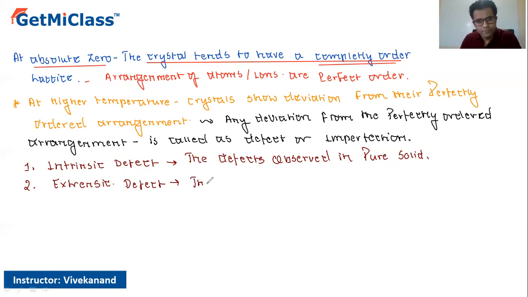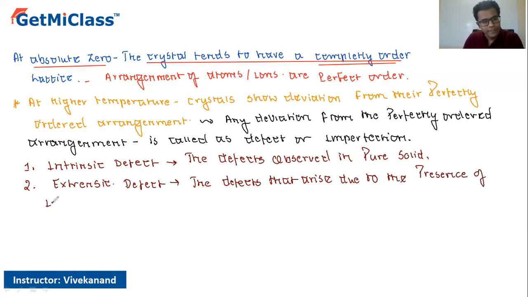So the defects that arise due to the presence of impurities in solid. Okay, now the main part of the entire defect actually starts from this point. That is, we have a particular defect which is called the point defect. Now, this is the most important one.